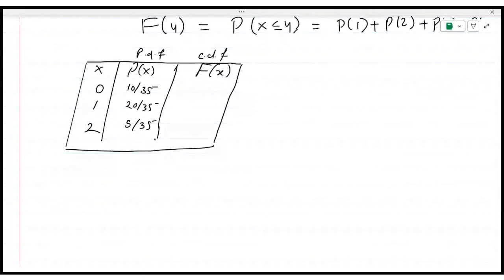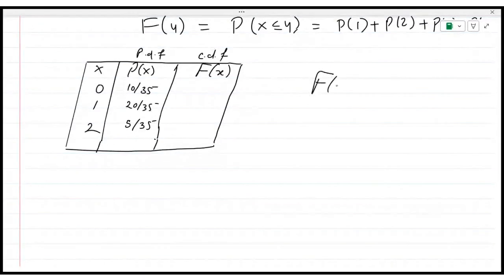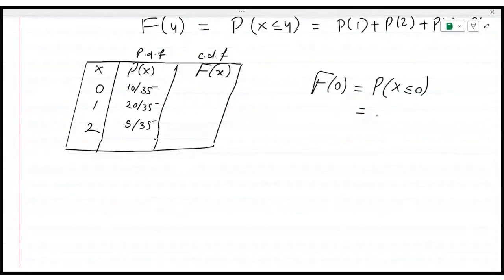So first we will find F of 0. Student, what is the meaning of F of 0? F of 0 means what is the probability that x will be less than or equal to 0. Now, how many values are less than or equal to 0? Only one value is there. That is the probability of 0. Now, what is the probability of 0? 10 by 35.